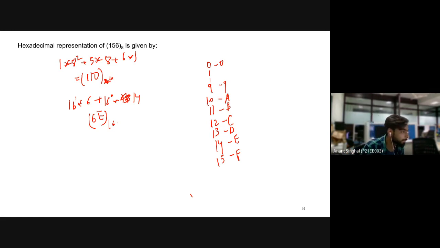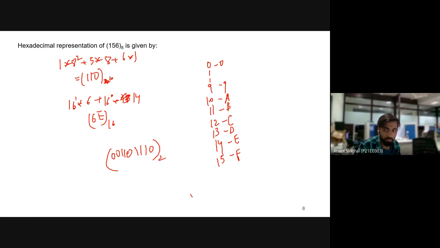I'm sorry. So there is one more method to solve this problem, which is to convert it to binary and then convert it to hexa. So we'll try to do that. For octal, for every digit inside this bracket, we first convert it into binary. We know that 1 is nothing but 0, 0, 1. Then 5 is nothing but 1, 0, 1. And then 6 is nothing but 1, 1, 0. So we have converted it to binary now.